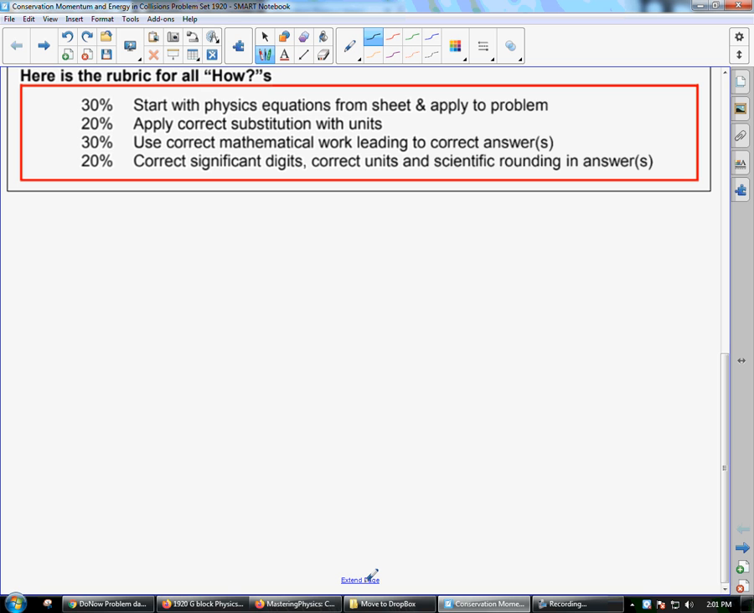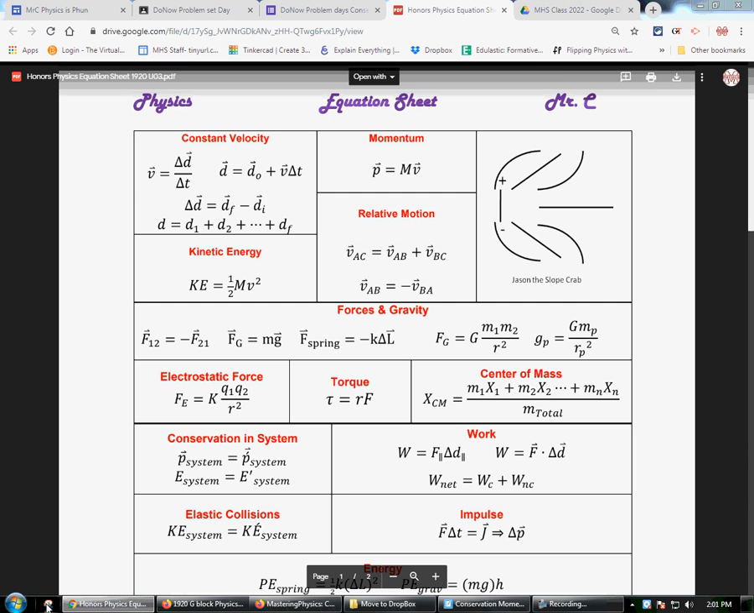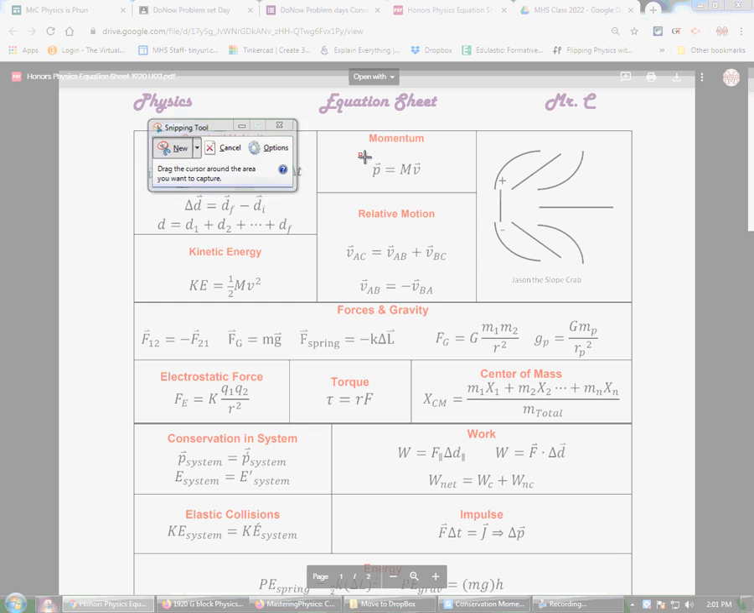All right, so I need to start with valid equations. So, grab my equation sheet. Let's see where it is. And I'm dealing with momentum here, so it'd be good to have momentum.